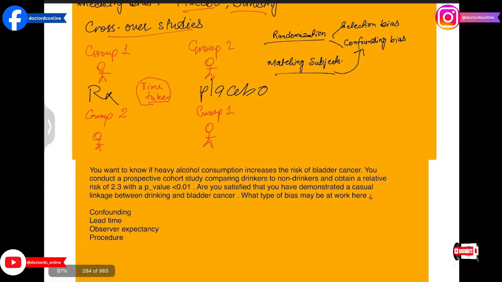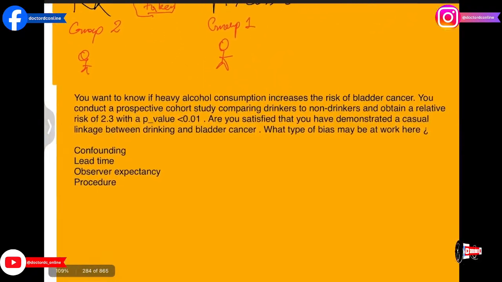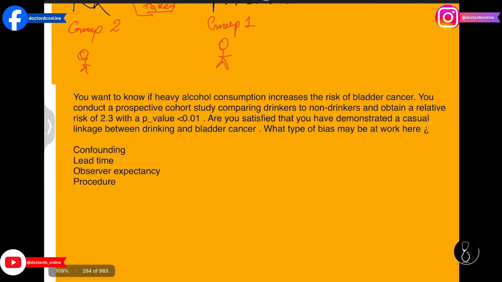It's hard to keep track of all these biases, so let's try an example. You want to know if heavy alcohol consumption increases the risk of bladder cancer. You conduct a prospective cohort study, compare drinkers to non-drinkers, and get a relative risk of 2.3 with a p-value less than 0.01. Are you satisfied that you've proven a causal link? What kind of bias could be present?